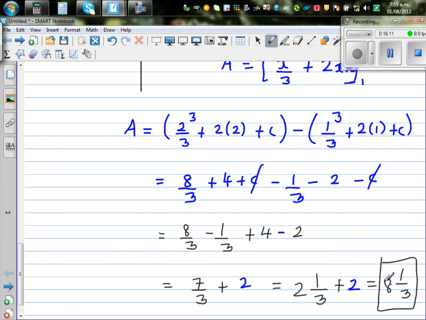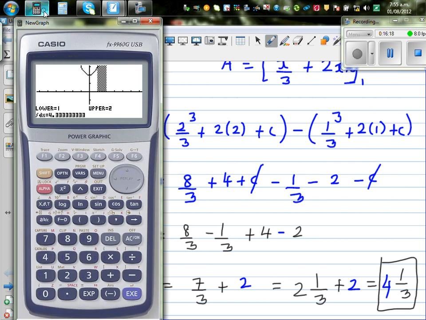Okay, and finally, I can confirm my answer. This is 4. So this is 4 1/3. So let's check it. This is 4 1/3. The area between 1 and 2 is 4 1/3.